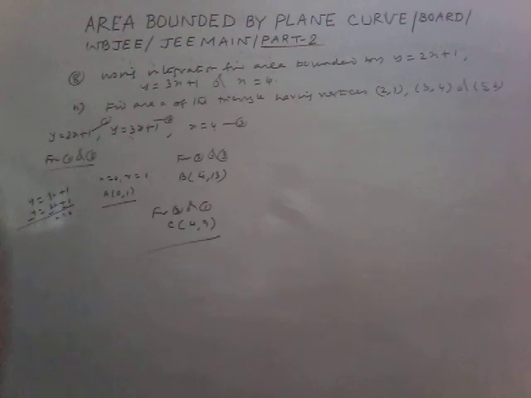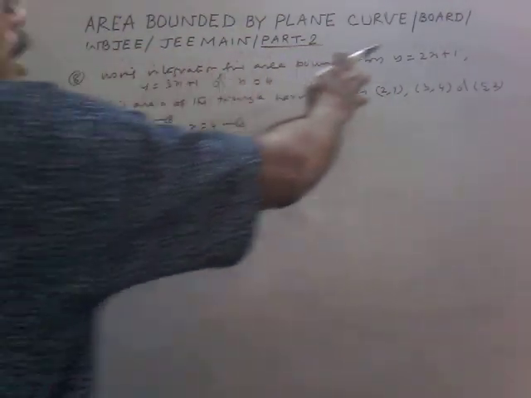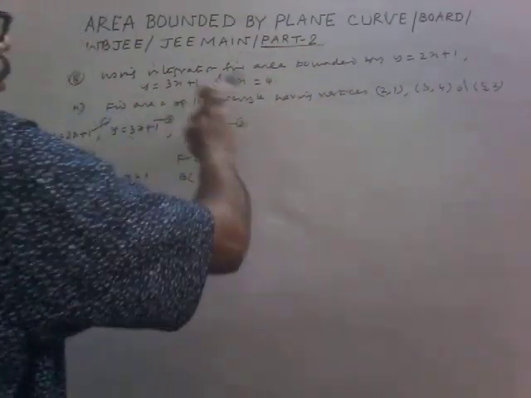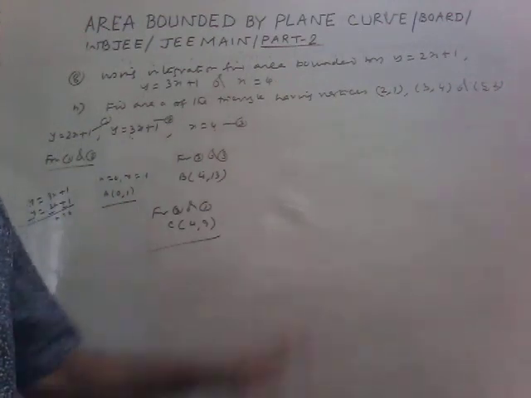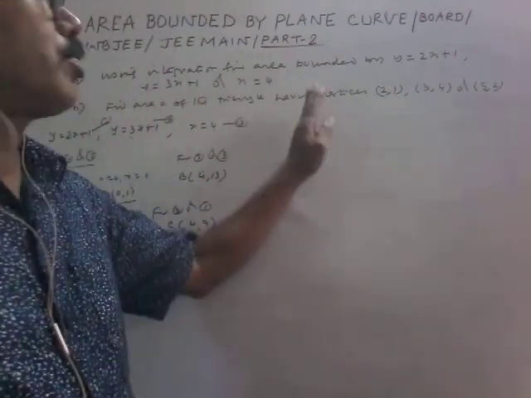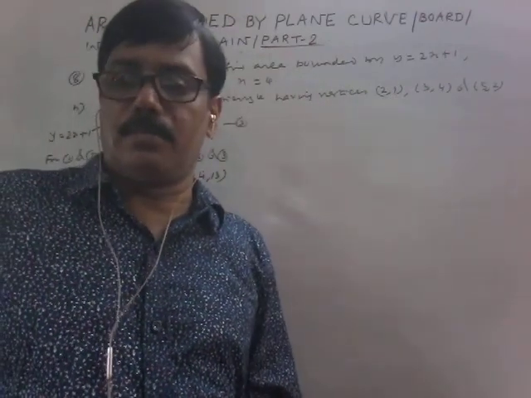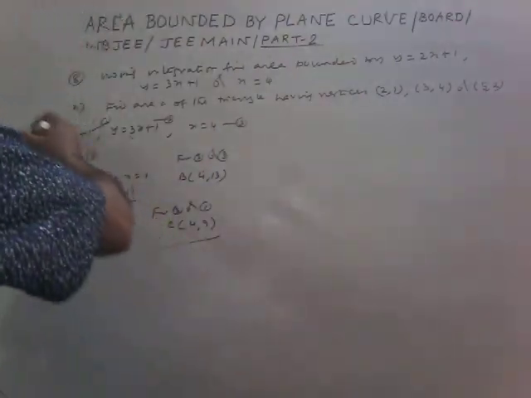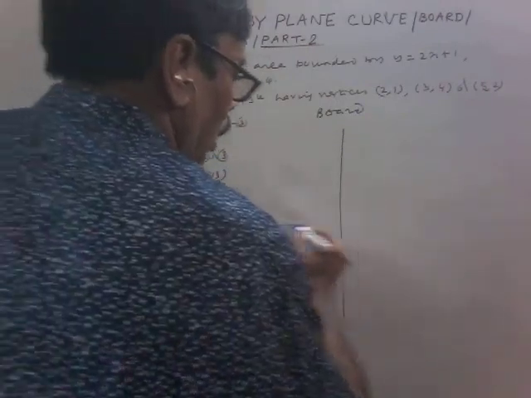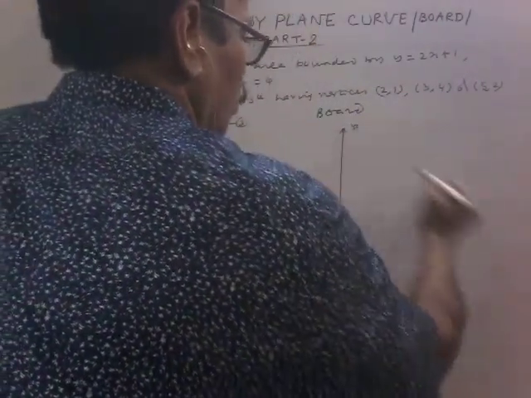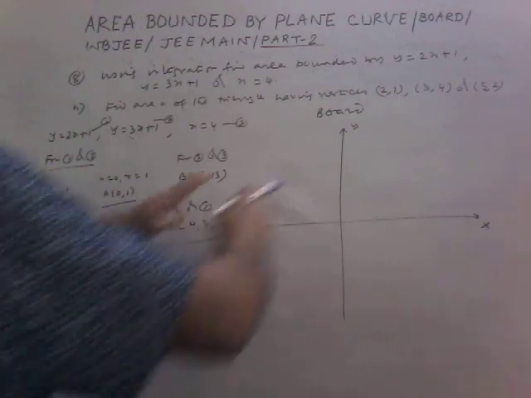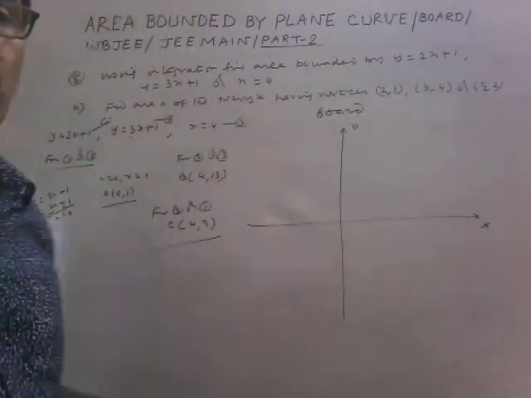Now we find the area bounded by these 3 lines, that is, the area of the triangle having these vertices. This is important for board only, not for competition, because we can find the area by the determinant method, by the coordinate method. So for board only. Look, if sides are given, you have to find the vertices, and if vertices are given, you have to find the coordinates.